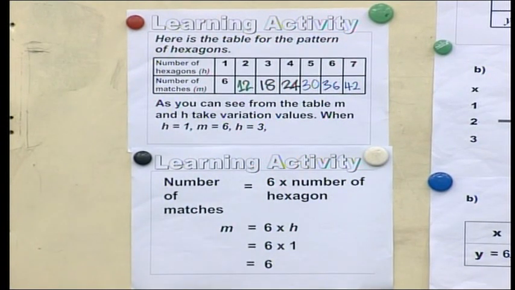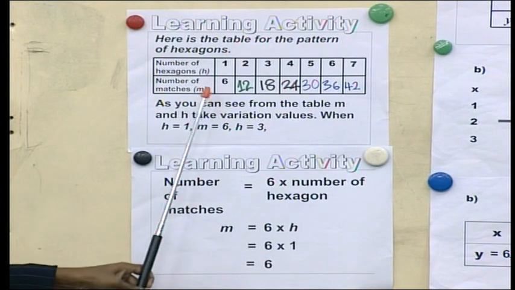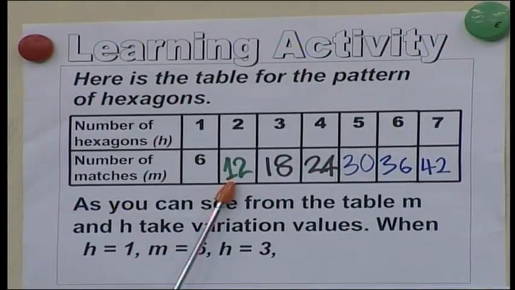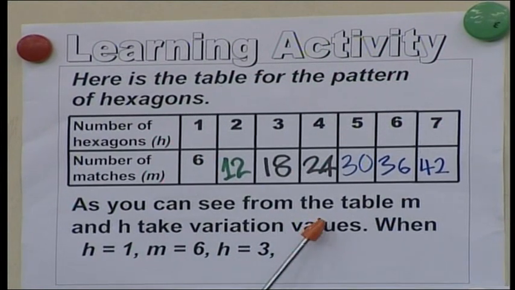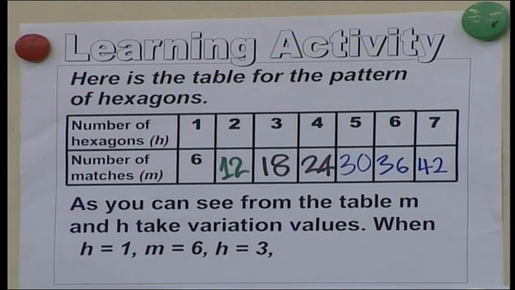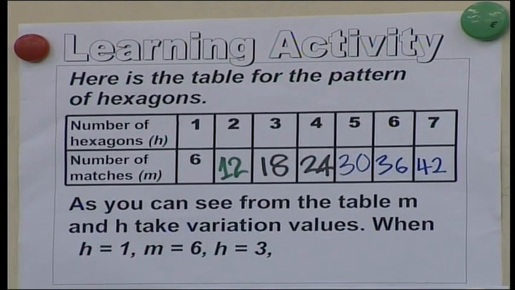But because we have learned some things on sequences, you now know that we start off with 6, and we are climbing up by 6 each time. When the number of hexagons increases, the rule says we are adding 6.